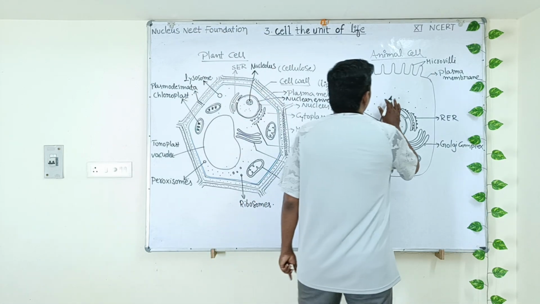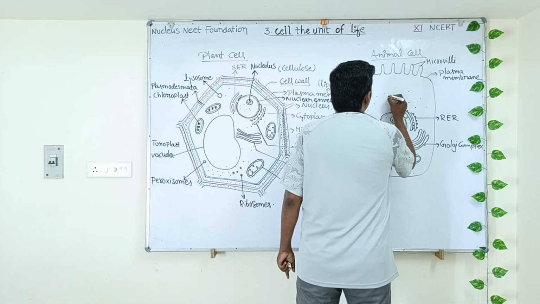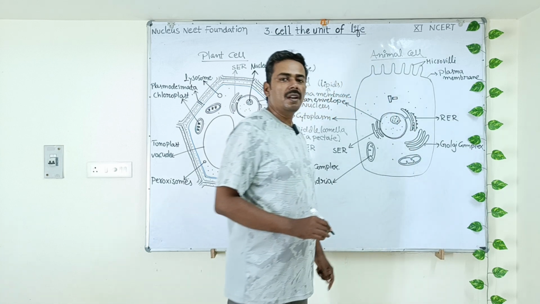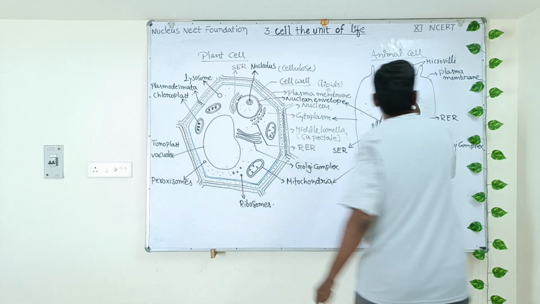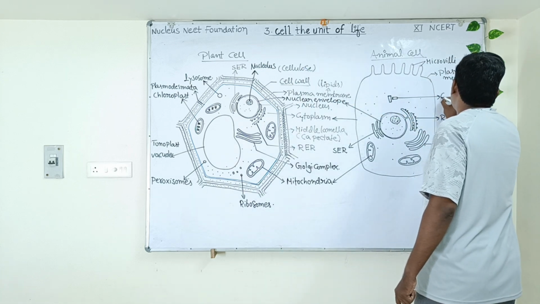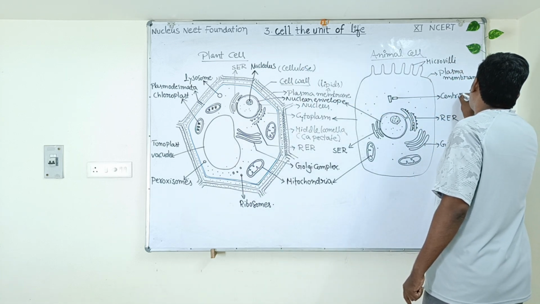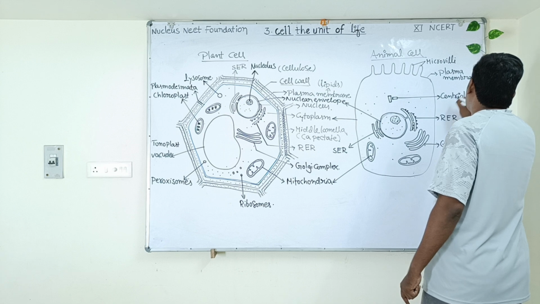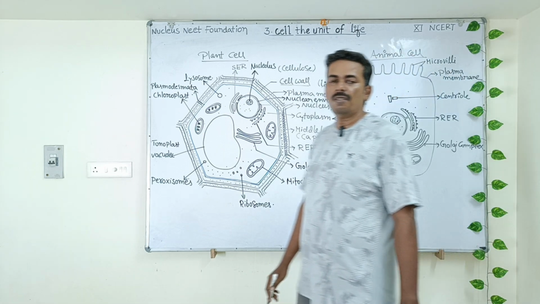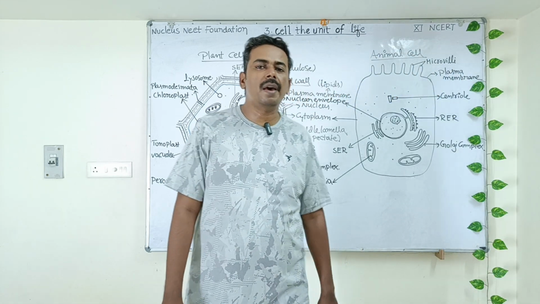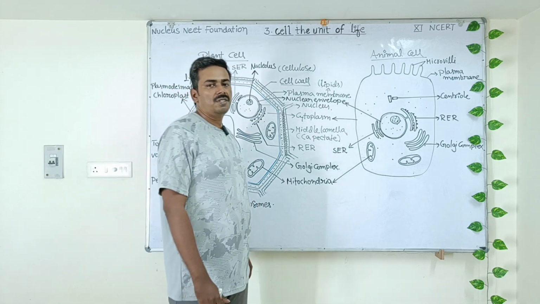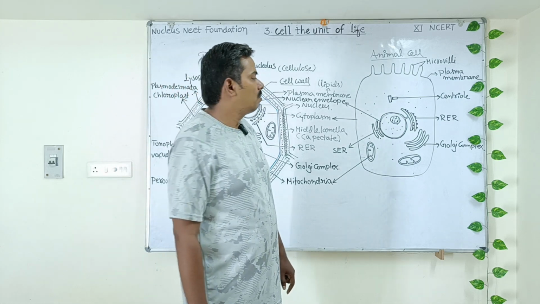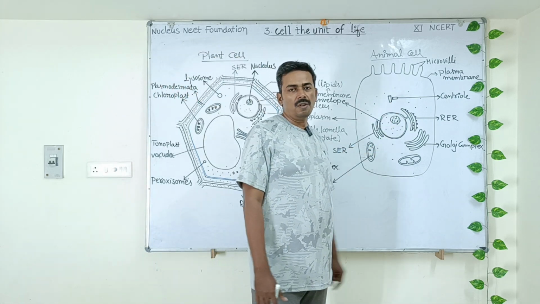There is a cell organelle called the centriole. In the animal cell, there will always be a pair of centrioles arranged very close to each other. The centrioles are involved in formation of the spindle apparatus, which is very essential for cell division. We will be discussing centriole later.